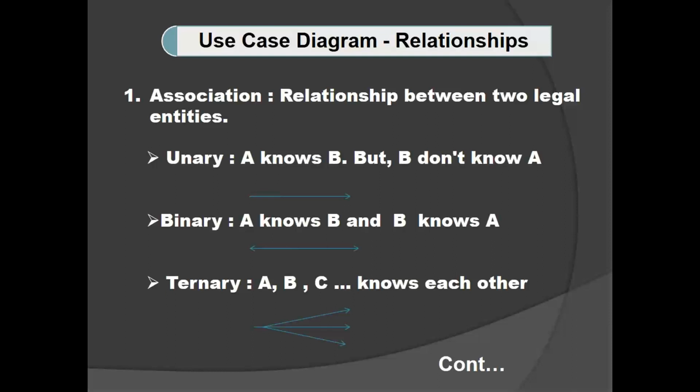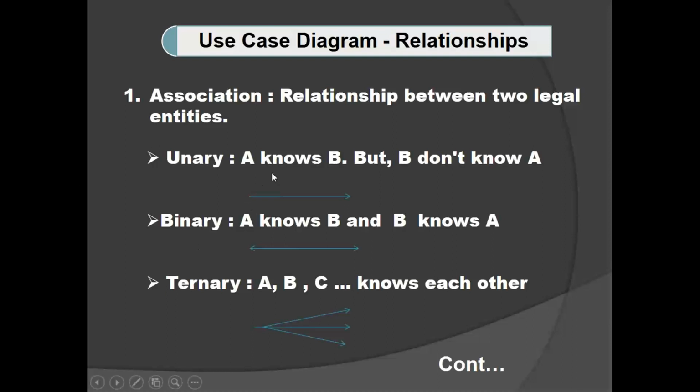Okay, then ternary. Ternary means nothing but multi-relationship. If A knows B and B knows C and C also knows A, it is a multi-relationship. For example, if you are joining any college, assume that there are 40 students in your class. For the first 2 or 3 days, these 40 students don't know each other. But after 1 week, they will come to know each other. That is nothing but ternary. Okay, so these are the three relationships in association. Among these three, as a BA, we are going to use only the unary relationship.